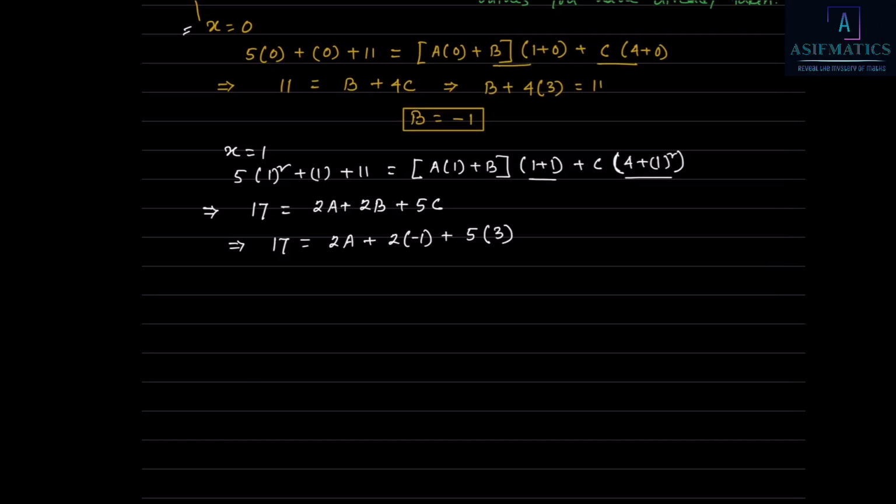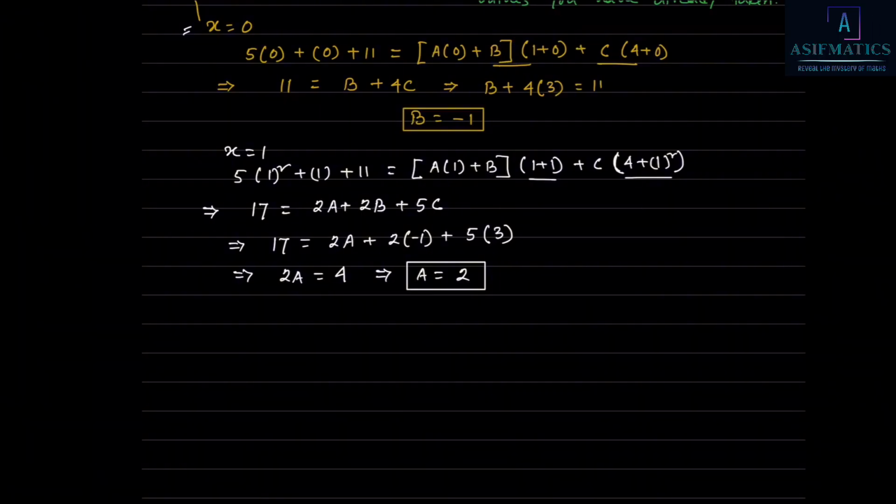So this way, from here we can write 2a equals, this is 15 minus 2 is 13, and if you bring it here, 17 minus 13 will be 4. So finally your a value will be 2. So we have our a, b and c values.